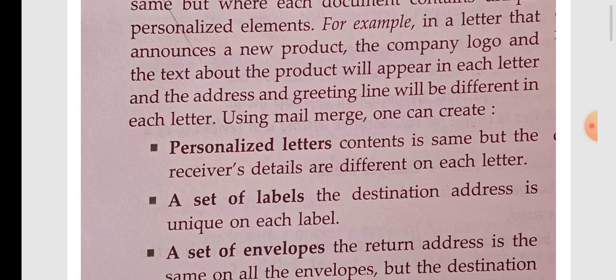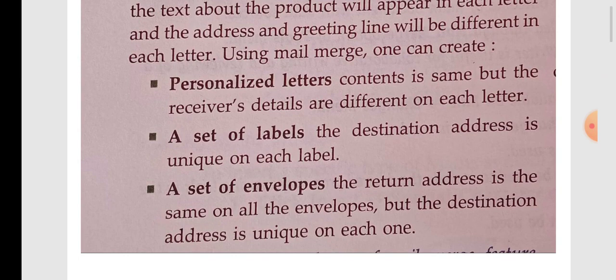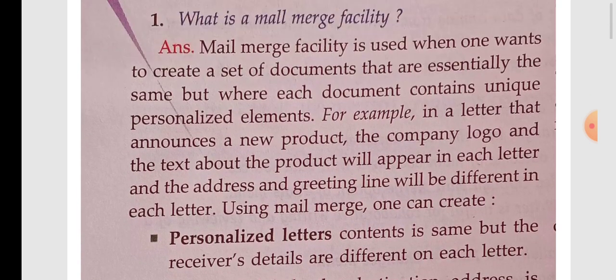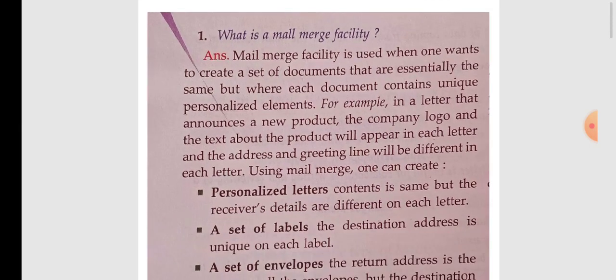Second is a set of labels. The destination address is unique on each label. And third is a set of envelopes. The return address is the same on all envelopes, but the destination address is unique on each one. So this is a brief introduction about the mail merge facility.